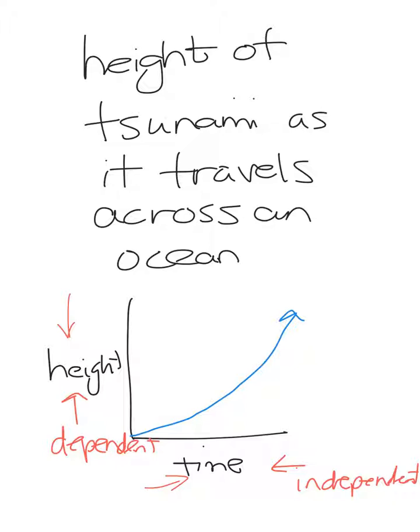Now we're introducing two new vocabulary words here. The word independent, and that's what comes first. So first we're talking about time. Time comes first. As time goes on, then we're talking about our dependent variable, and that's our height. So as time goes on, then the height is going to get higher.